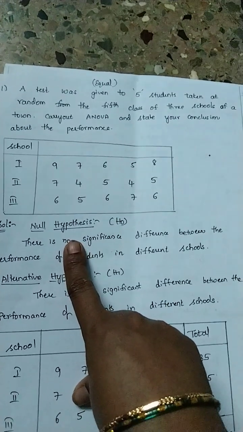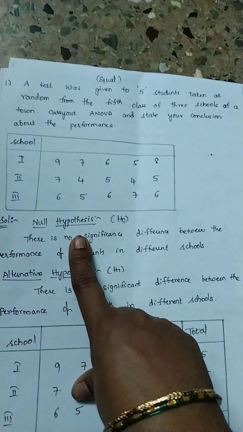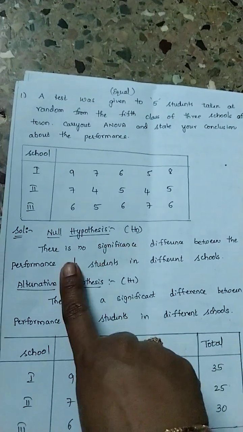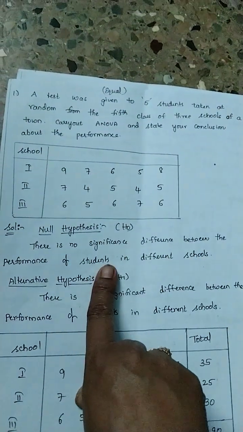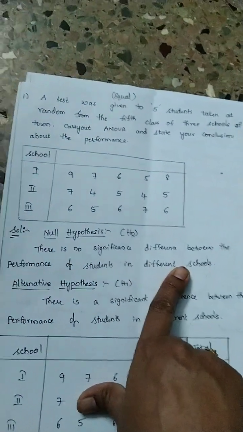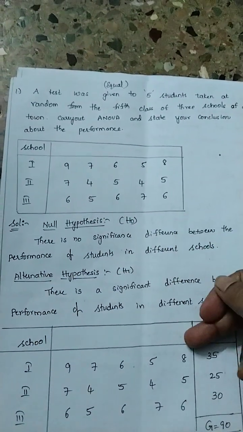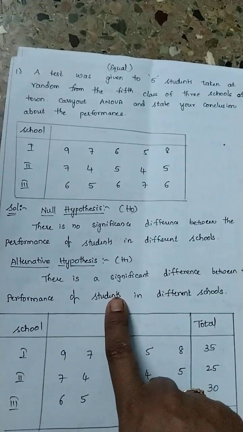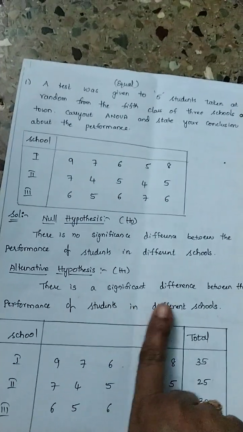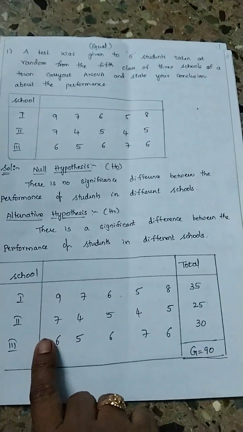The first step of the problem is to set the null hypothesis H naught, that there is no significant difference between the performance of students in different schools. Whereas the alternative hypothesis is the reverse: there is a significant difference between the performances of students in different schools. Now, we are going to do the calculations for this.